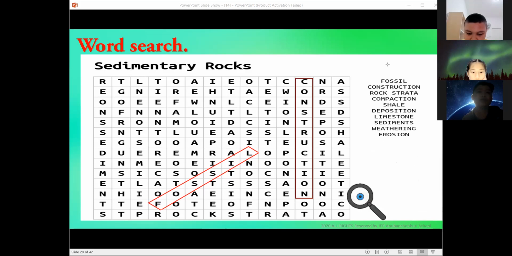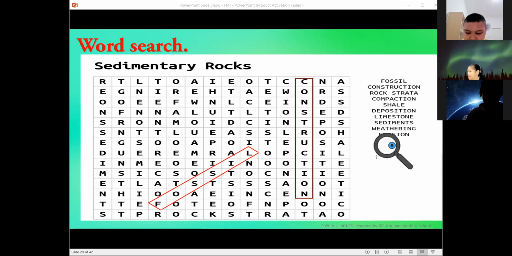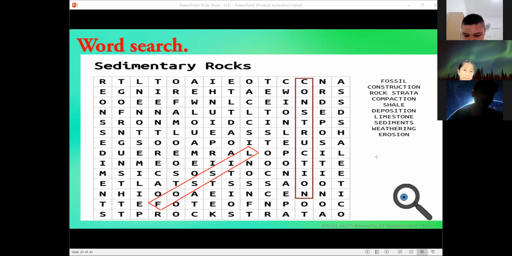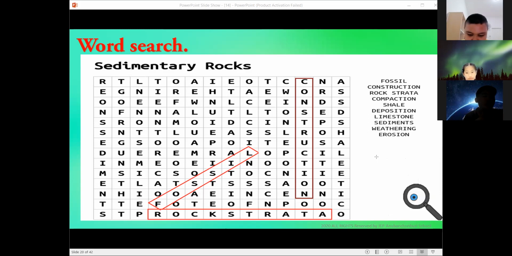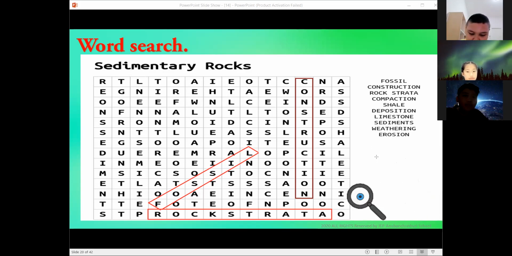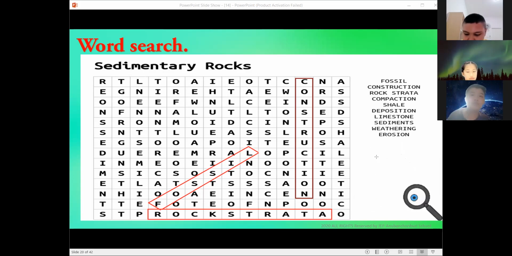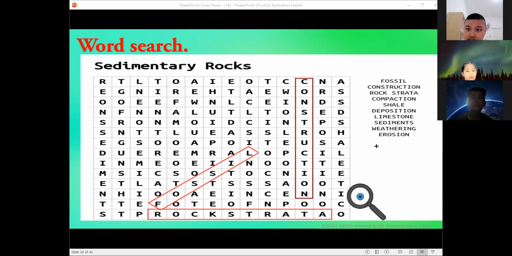Okay, thank you. Let's proceed to the word rock strata. Who can find the word rock strata? Yes, Nataya, go ahead. Nataya, find the word rock strata. Okay, thank you. Well done for the rock strata.